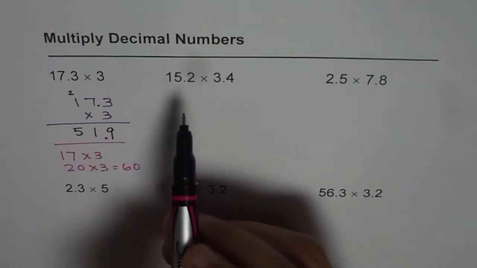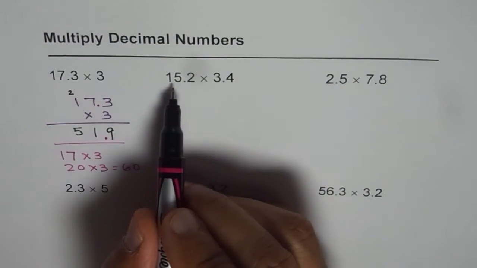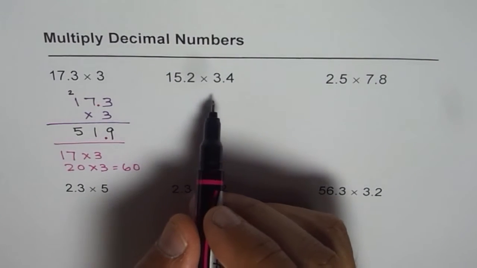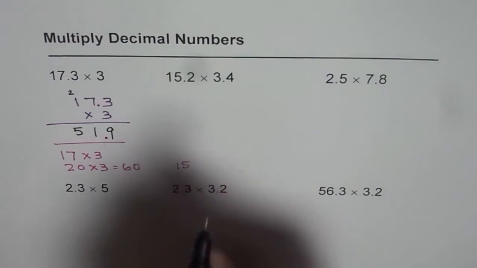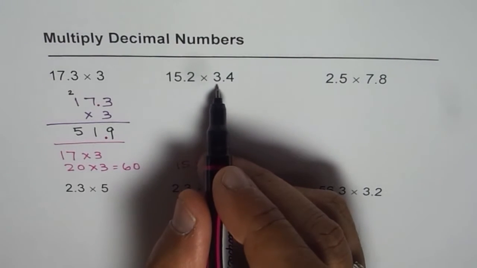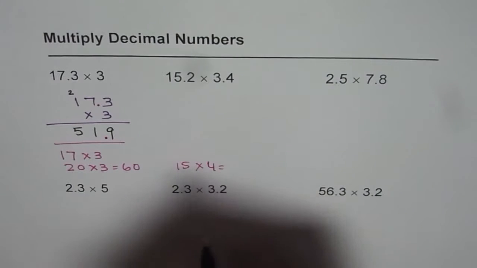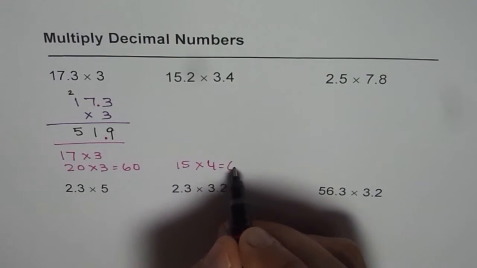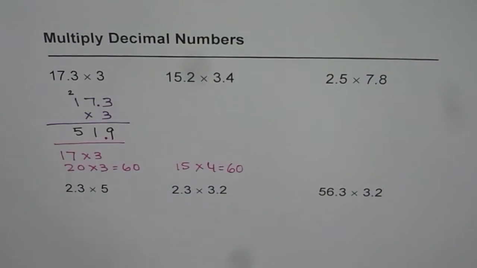Let's do one more. So this time what we are going to do is, we'll kind of estimate, right? 15.2 times 3.4. So let's do something like this. We'll round this to 15, right? Drop 0.2, and we'll make 3.4 into, I know it should be rounded to 3, but let me round it to 4, right? Much higher. So 15 times 2 is 30, times 4 will be 60. So the answer should be definitely less than 60. That is what we know, right?